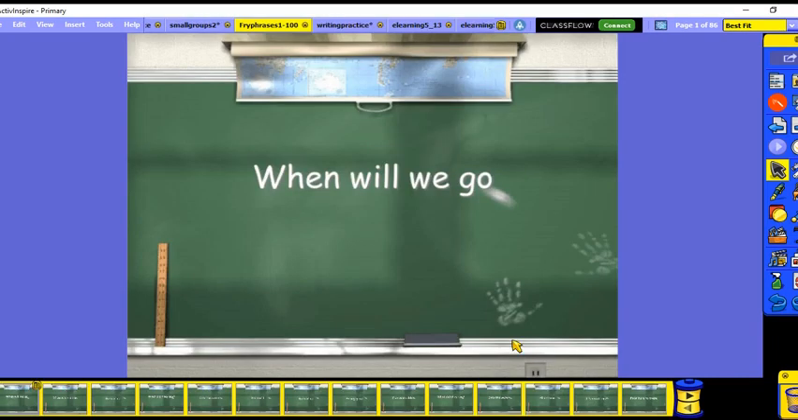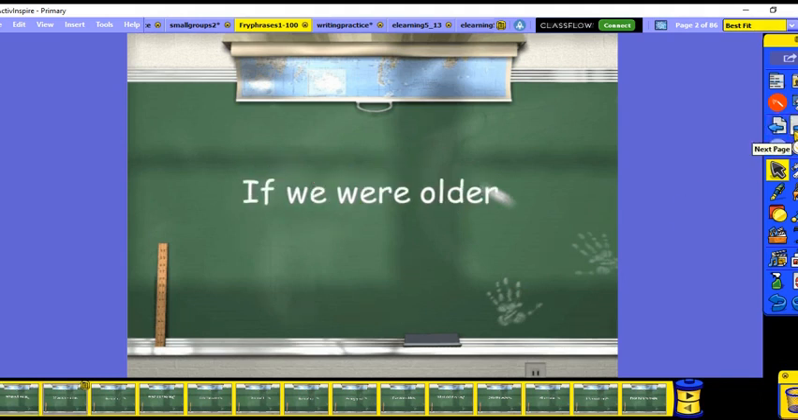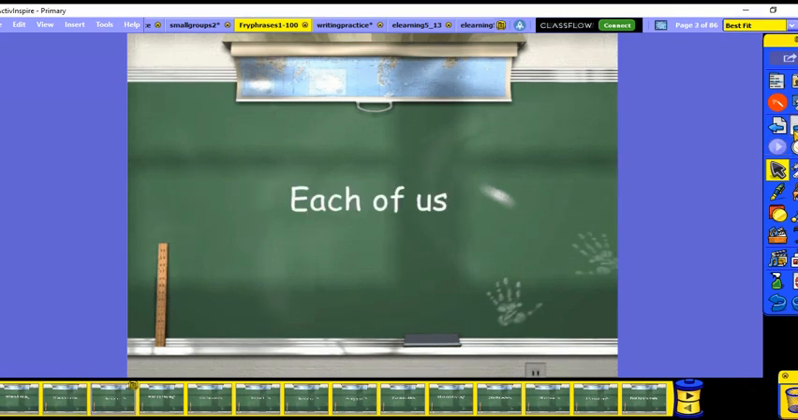This will help you to start reading more fluently. So when we're practicing these Fry phrases, we're going to practice reading this whole phrase almost as one word. So we're going to kind of sweep it, and let me show you what I mean. We're not going to read choppy, "When. Will. We. Go." We're going to read very smoothly. "When will we go?" So I'm going to read these aloud on the video so you guys can practice these, reading them in one swoop, and this will really help you become better readers. "When will we go? If we were older, each of us."